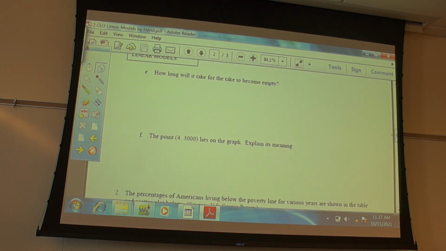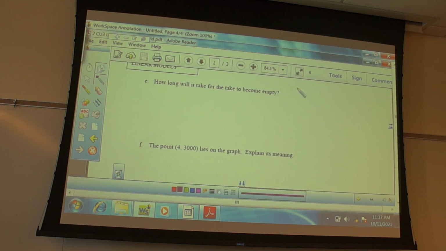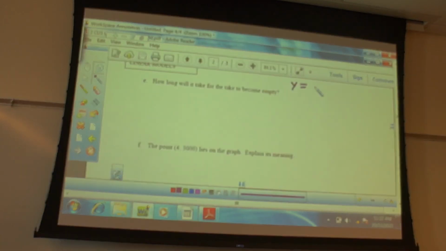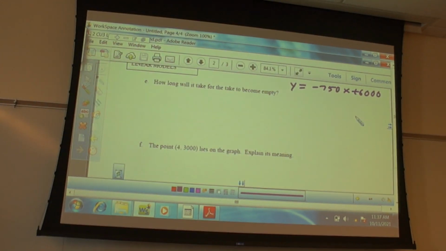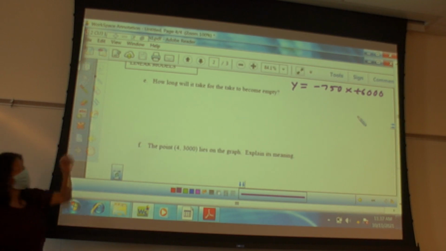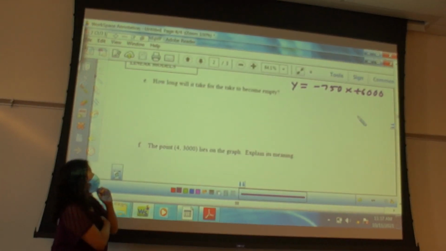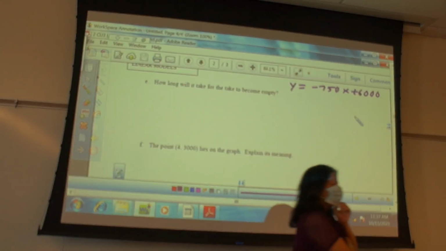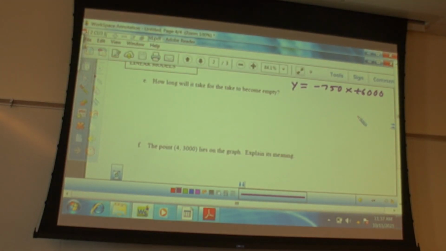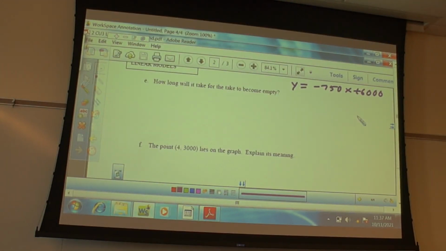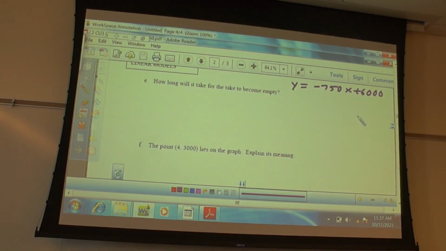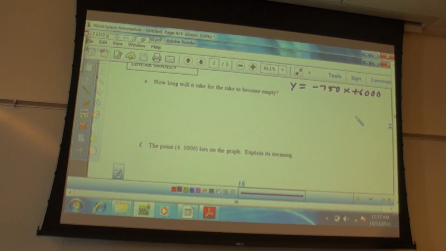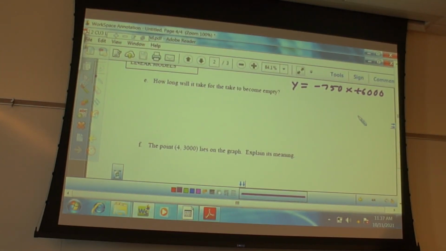How long will it take to become empty? Aha. Here's my function, y equals negative 750x plus 6,000. That is the equation for this situation. How long will it take to become empty? So empty means something is 0. What's 0? My time or my gallons of water? Gallons. When the tank is empty, my gallons of water is 0.